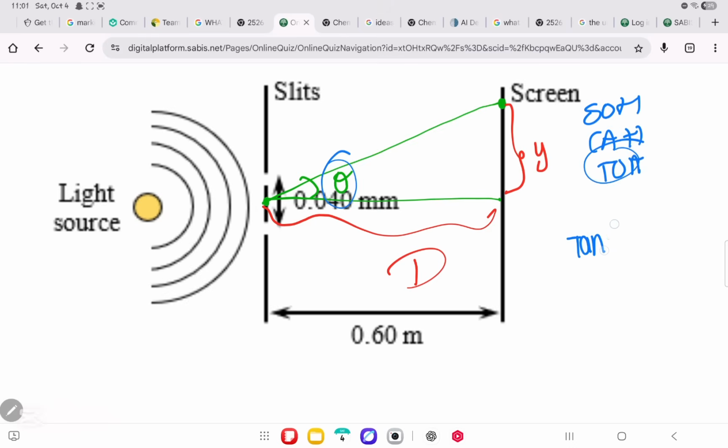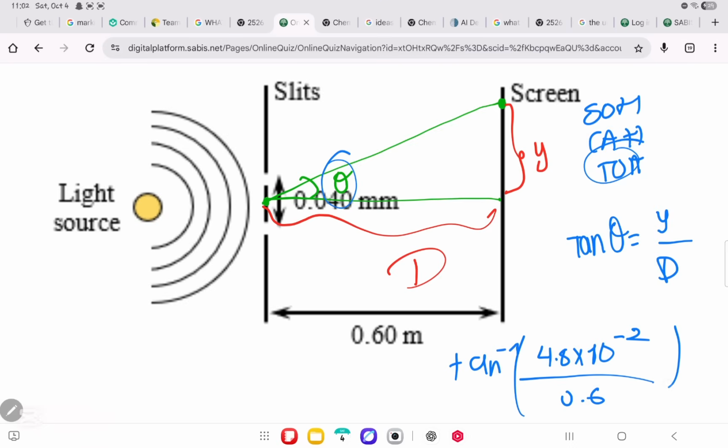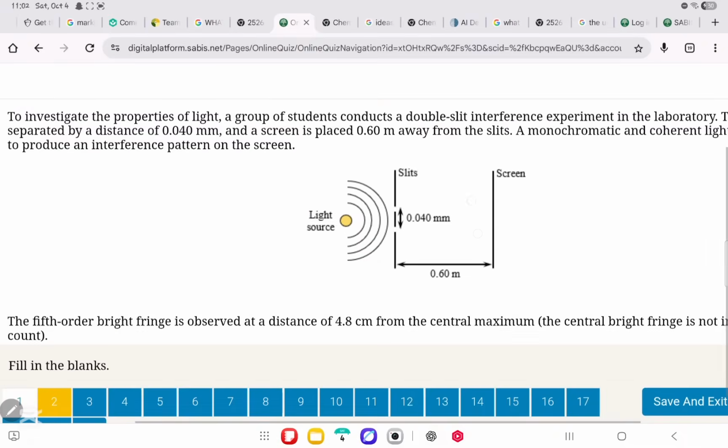What is tangent? Tangent theta is equal to y over d, opposite over adjacent. If you remember from before, what did we have y to be? y was 4.8 times 10 to the power of minus 2, over d, which is 0.6. And don't forget to do tan inverse. So tan inverse of 4.8 times 10 to the power of minus 2 over 0.6 is equal to theta. This should yield an answer of approximately 4.6 degrees, okay?